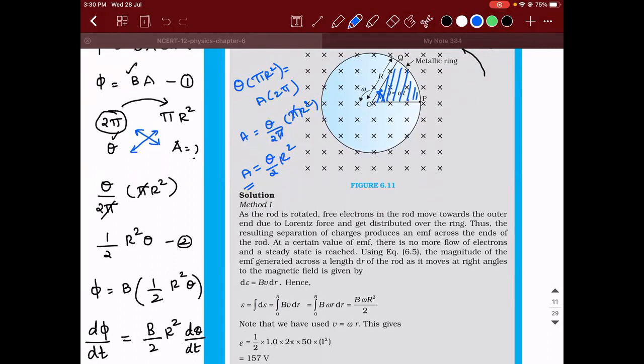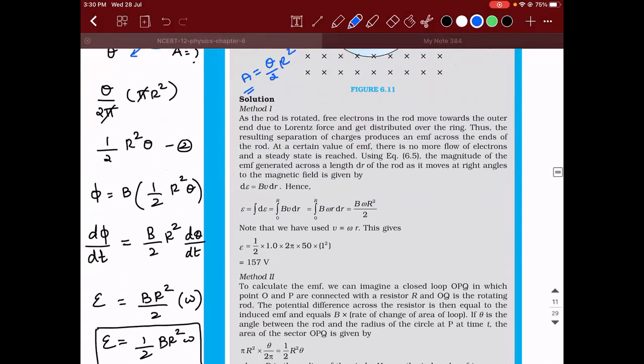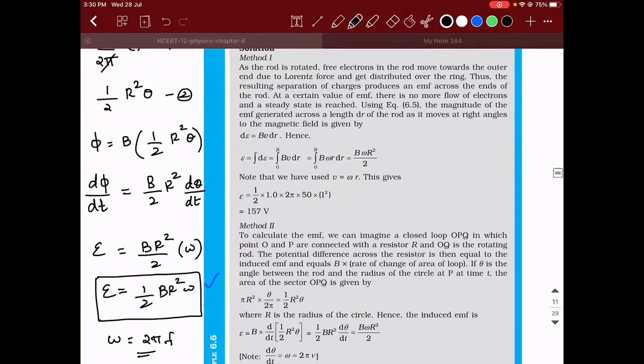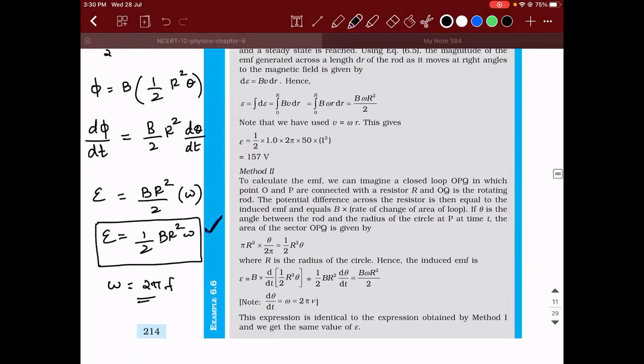Sure. So going forward, you can remember half into B r square omega as a formula. And we know that omega is equal to 2 pi by T, or it is also equal to 2 pi into f. Take these values and substitute them here. That will be the answer.